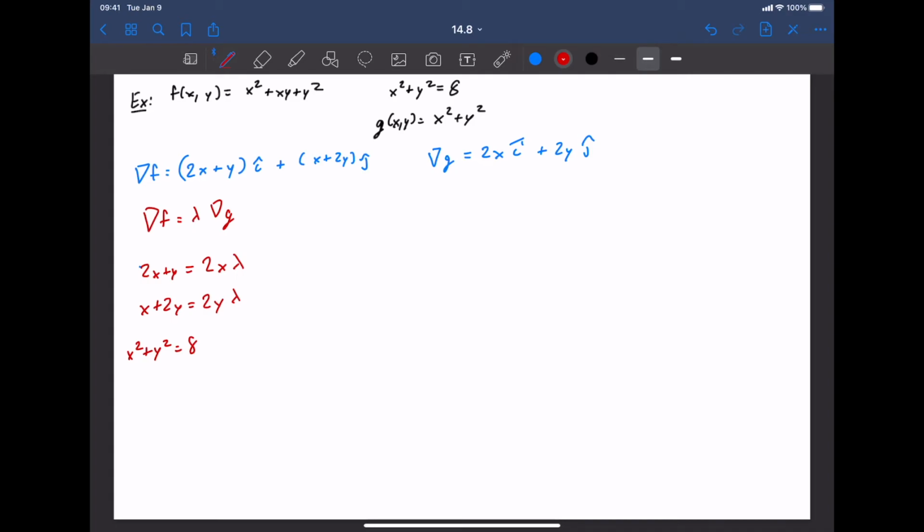So, I recommend, as always, looking for factoring opportunities. I see a 2x here and a 2x here. So I'm going to take this top equation and actually try to solve for y. 2x lambda minus 2x. Now, why am I doing that? Because, again, we can factor out the 2x. And so we get 2x times lambda minus 1.